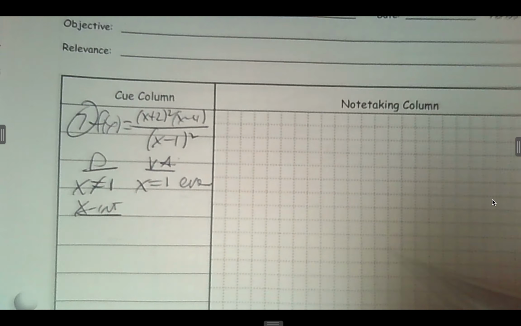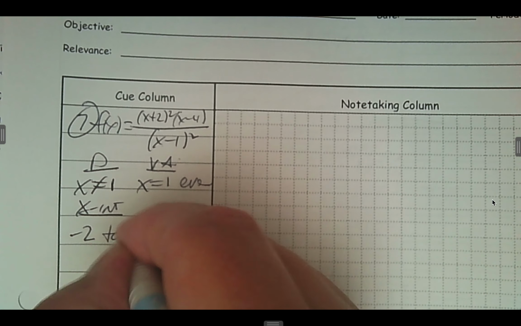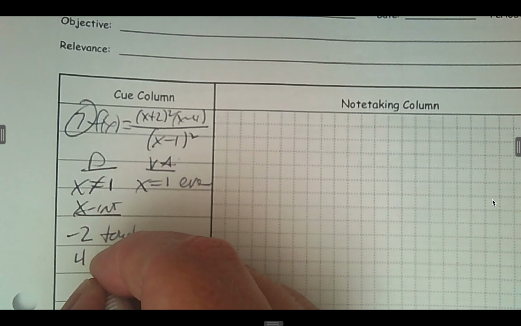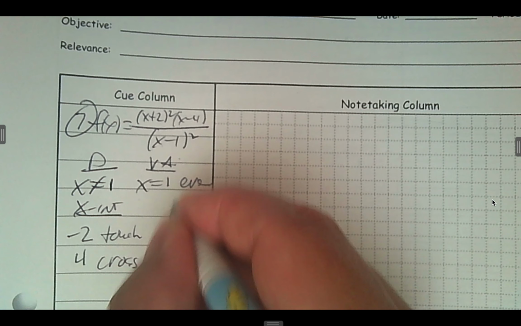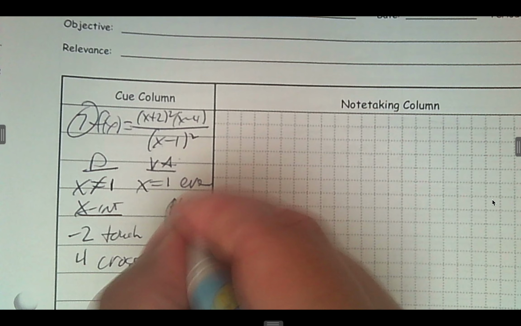The numerator, x-intercepts: I see it at negative 2 with an even exponent, so it's going to touch. I see it at positive 4 with an odd exponent, so it's going to cross. And I'm not going to forget this one. There's a horizontal, is there? Or is there not a horizontal? I think there's an oblique.